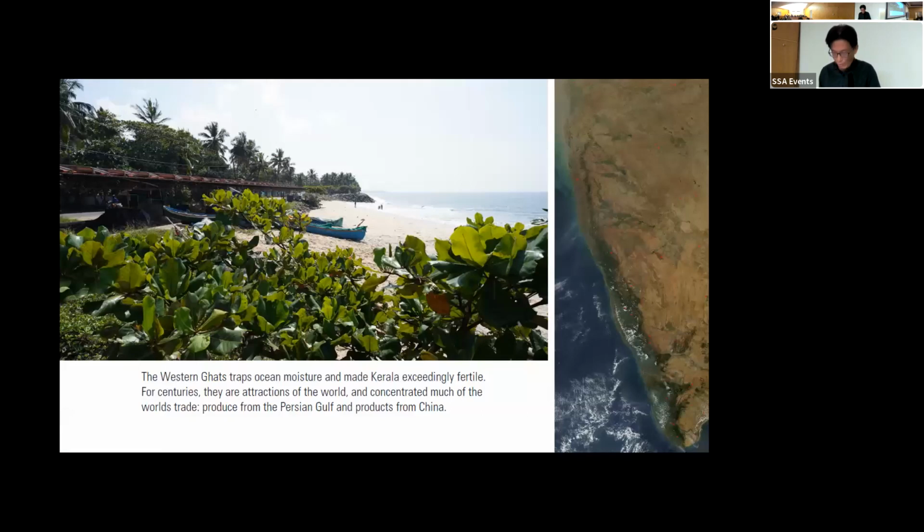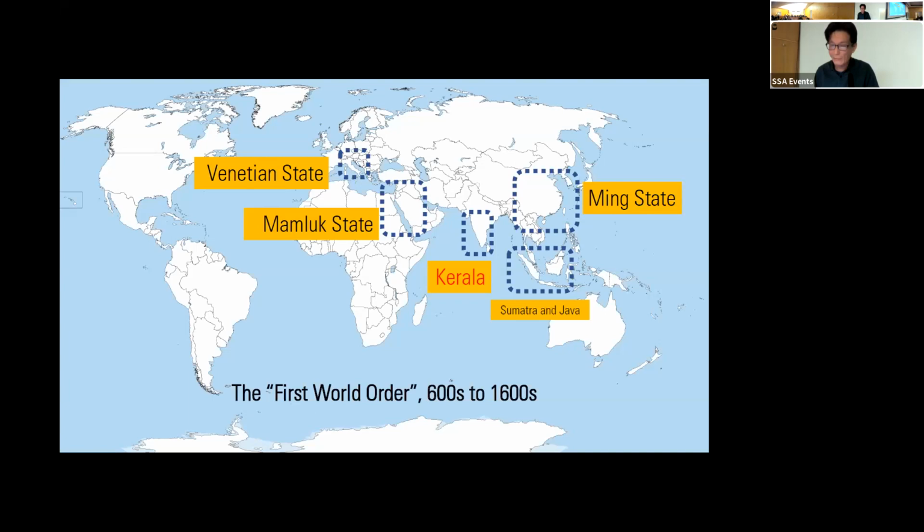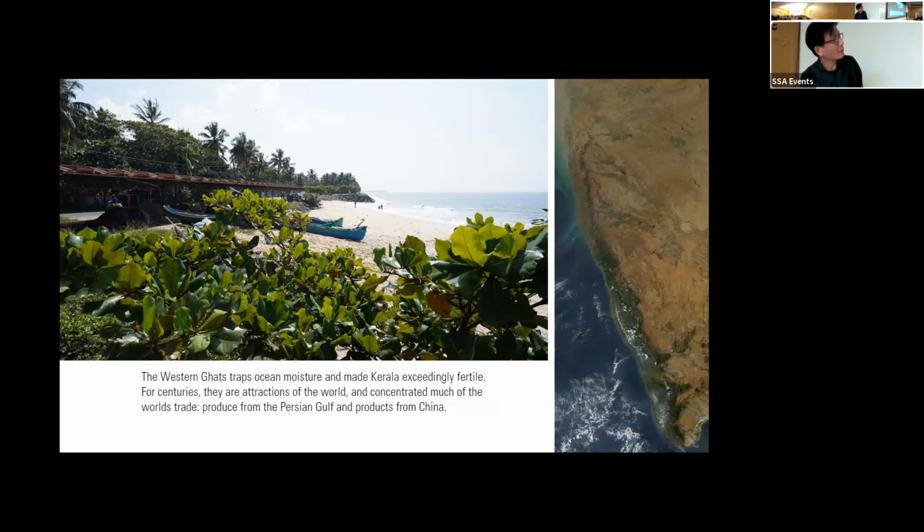So let's go into each region very quickly. Kerala first, in South India. Kerala is quite incredible because this strip of land is so different from the rest of India, because the west coast traps the moisture. So this strip of land known as Kerala in South India is tropical, not dry. Pretty interesting geography.